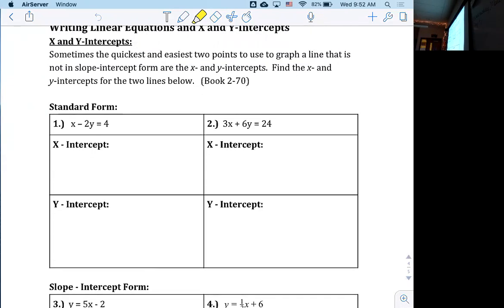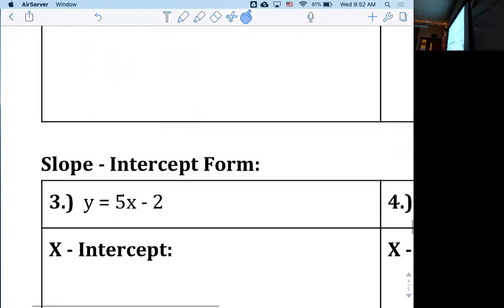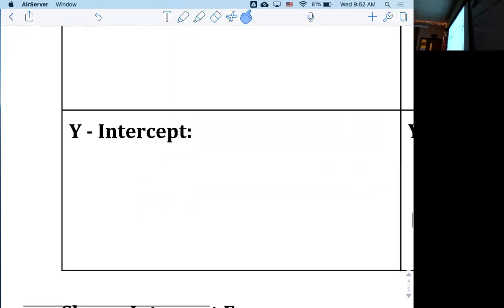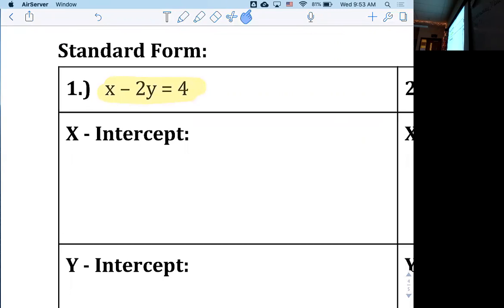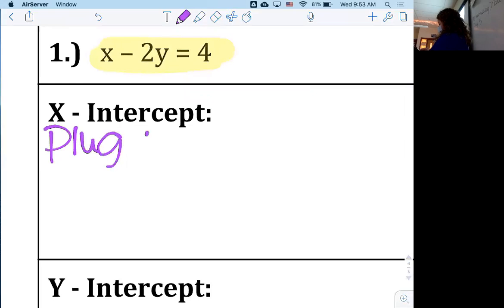Okay, so anyway, standard form is when X and Y are together on one side of the equal sign. So we have seen our equations in this form down here, the slope intercept, y equals mx plus b. But now we're going to take a look at it when it's in standard form. So X and Y are together on that left side of the equal sign. To find the x-intercept, we are going to plug 0 in for y.